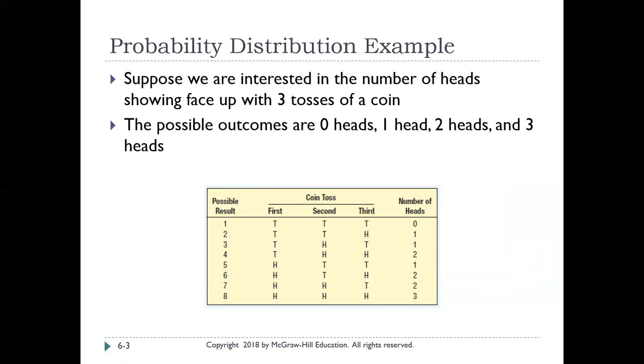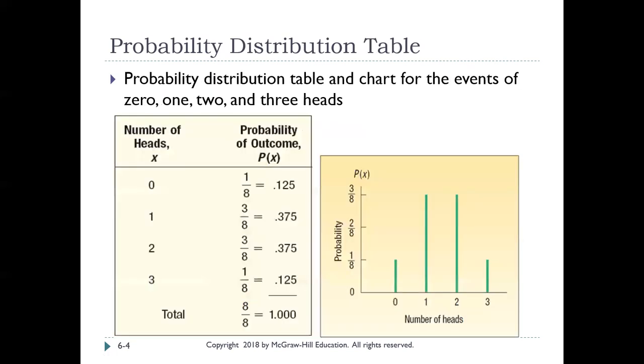You could think of this as almost like those tree diagrams we talked about before. But this is an example of a probability distribution, or at least the beginning steps, right? So you write down all possible outcomes and write down the number of heads that you're interested in. And then we can actually write it as a probability distribution table.